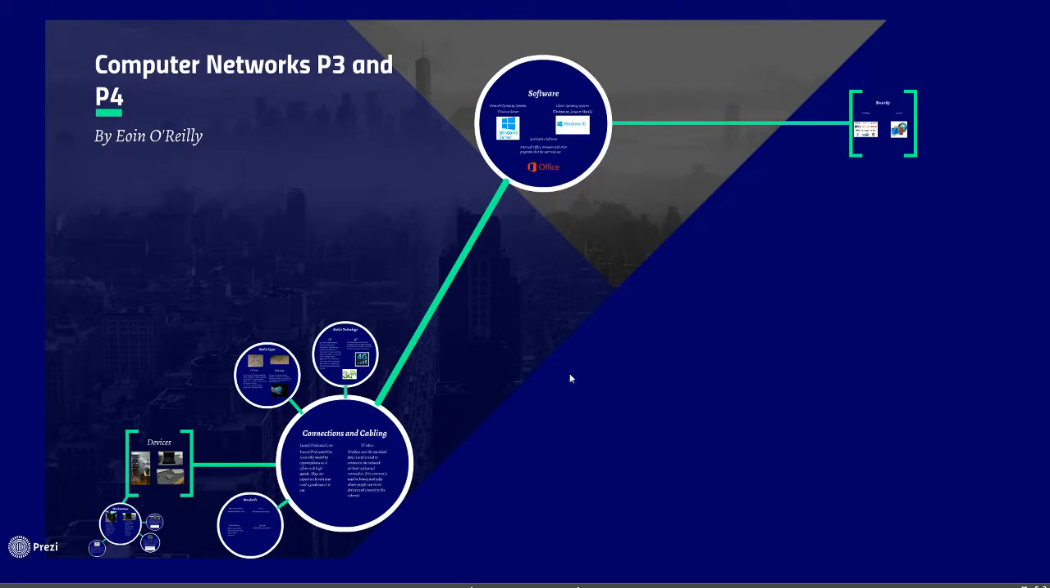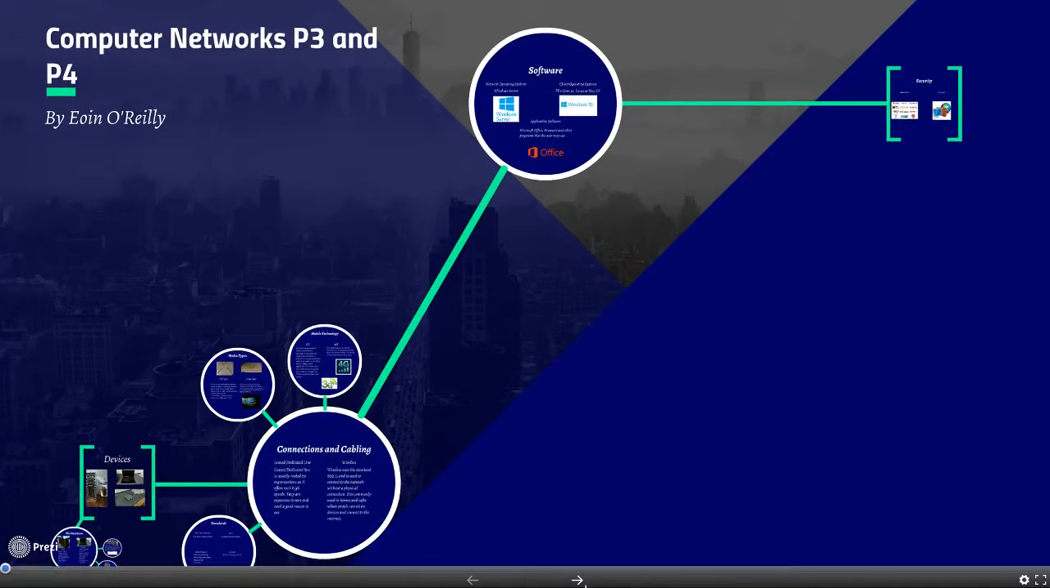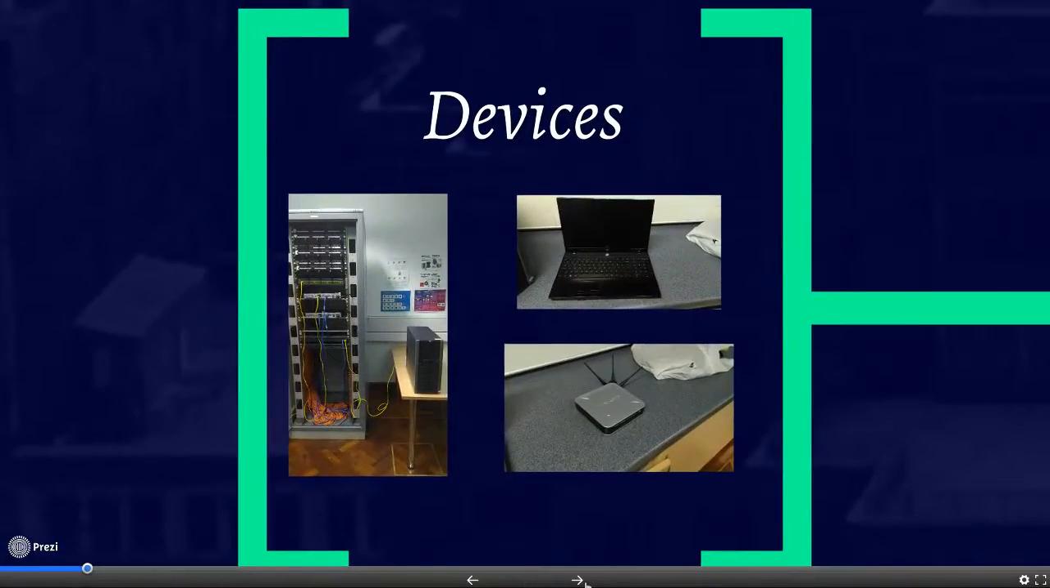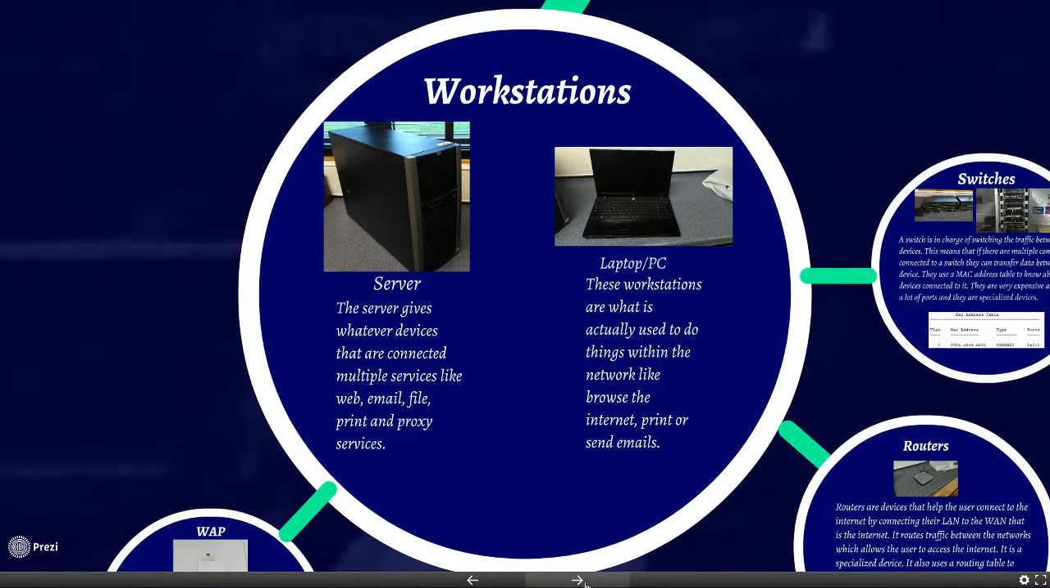In this presentation, I'll be talking about the key components required for a client to be able to connect to a network and access its resources. The first thing I will talk about is the devices required. The first type of device I will talk about is the workstations. These are devices that the users use to directly connect to the network.